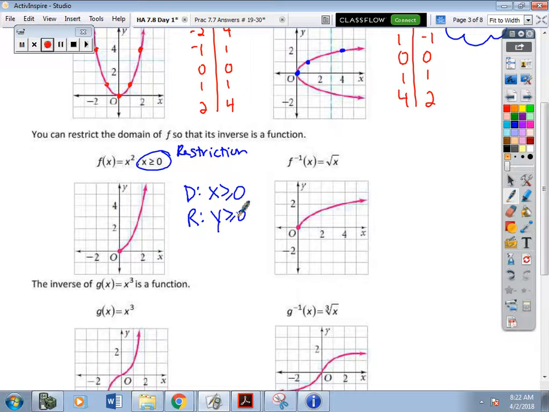Now notice when you take the inverse of this, you only have a positive square root, so it's only half of a parabola also. The domain and range here, again, are going to switch. But really, they kind of stay the same.